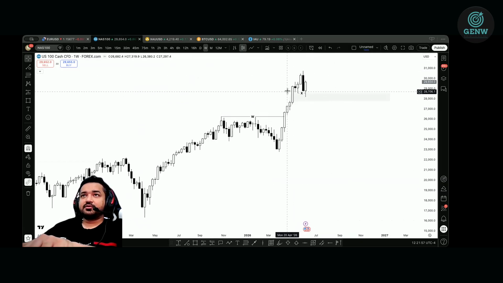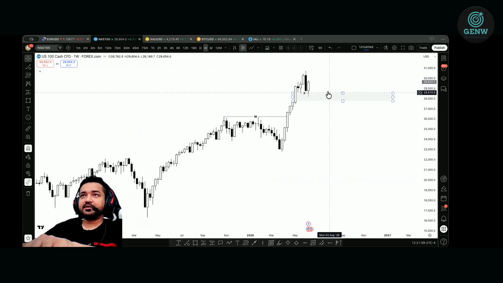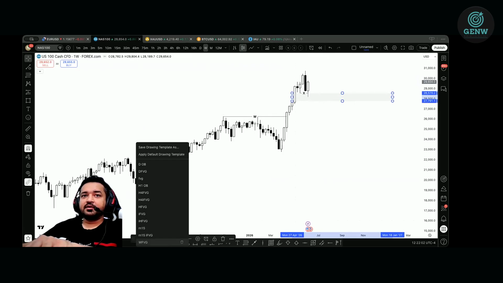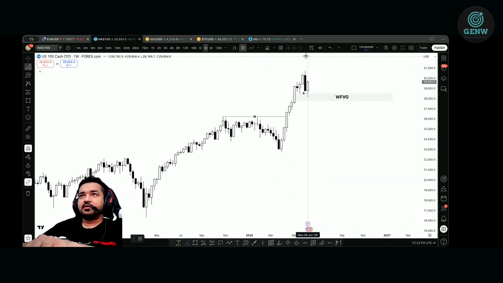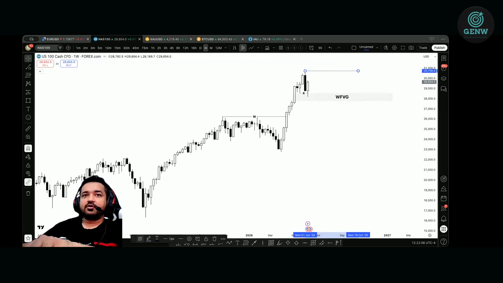The wonderful part about this is there are two things. Price also swept the internal lows and price also swept the weekly fair value gap, which tells us that our next draw on liquidity is this external draw on liquidity, which is the weekly high. Our IRL on the weekly time frame has been mitigated.